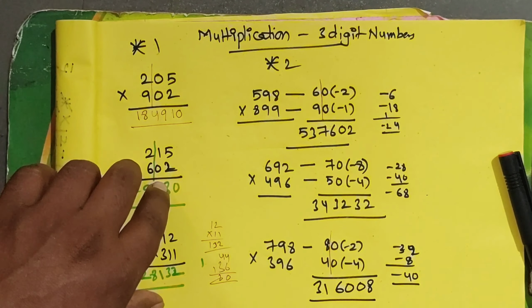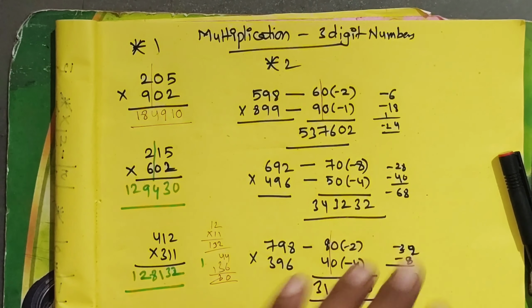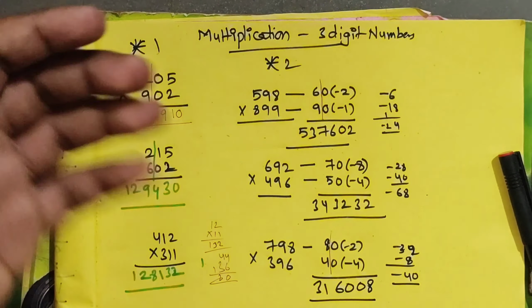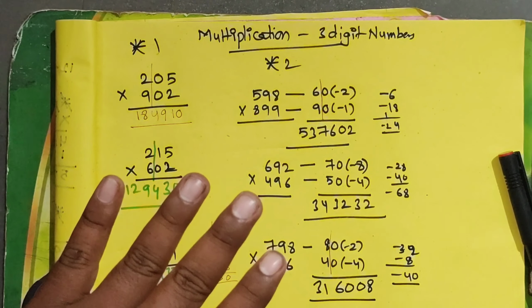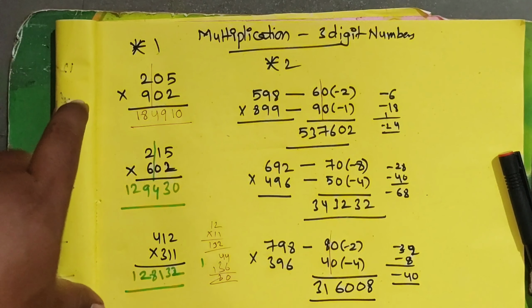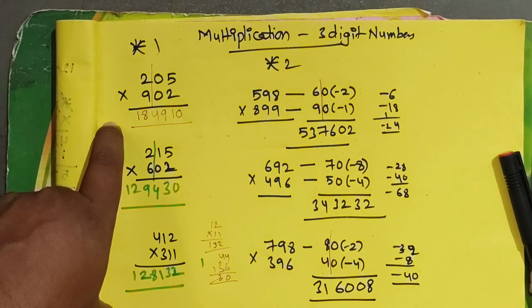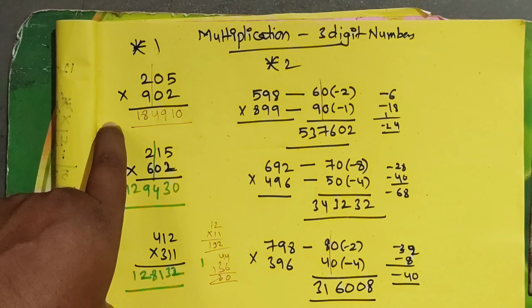316008 is the answer. This is the second method. When you have numbers more than 90s, we can take this method. Otherwise, if you get small numbers, you can take method 1. So we have one more method. We can apply it for any number. It is very simple. I will explain now.